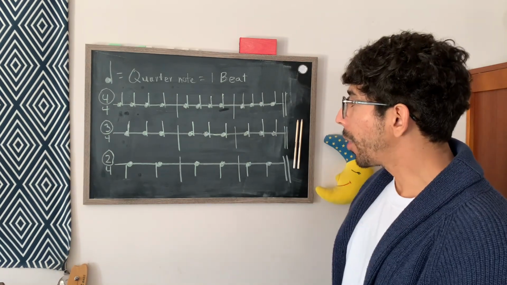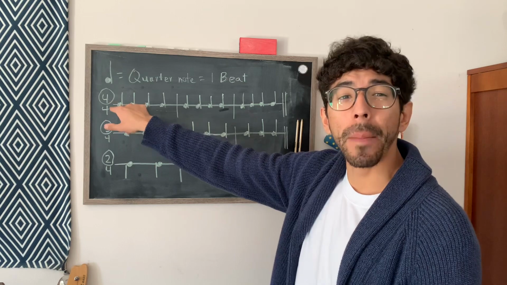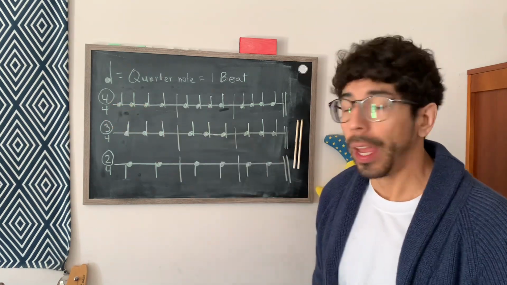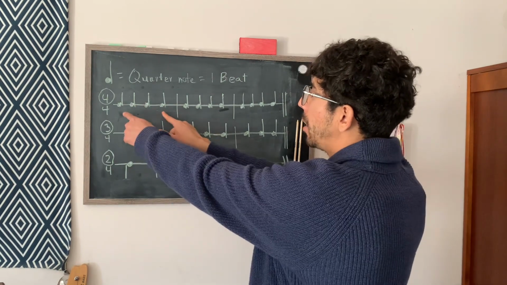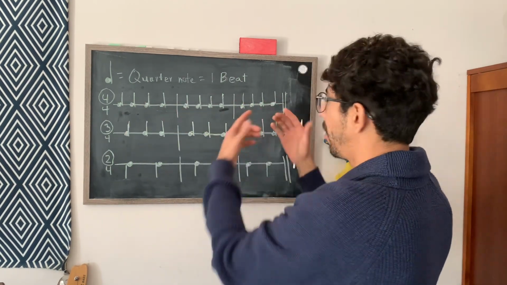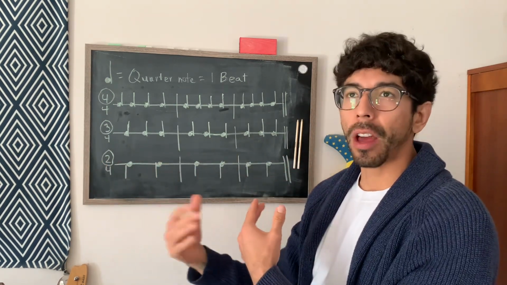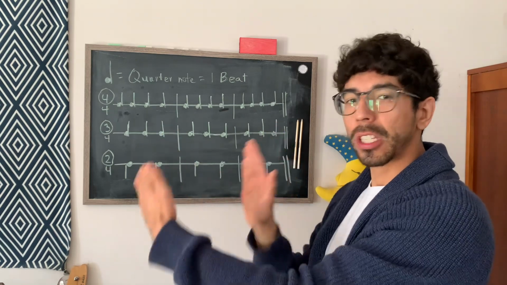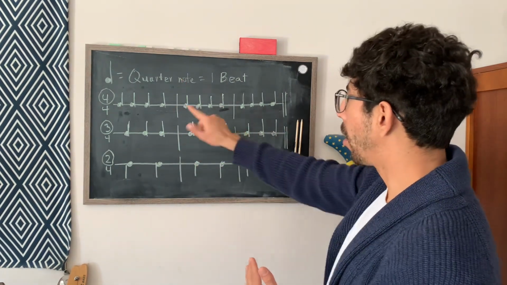So what the top number in a time signature represents is how many beats there are in a measure. And a measure is the space between the two bar lines. So in a musical measure, it's kind of like a phrase, not a phrase, but kind of a space in the music. So it's in between bar lines.